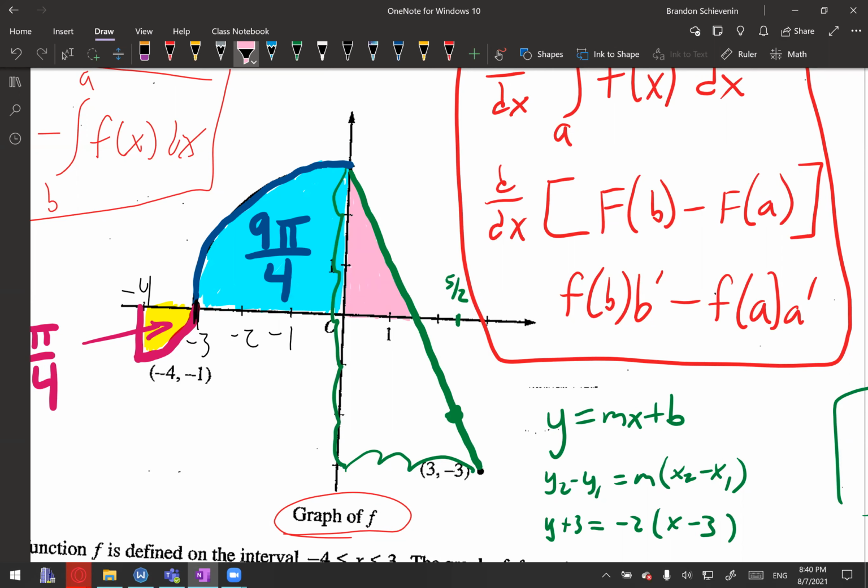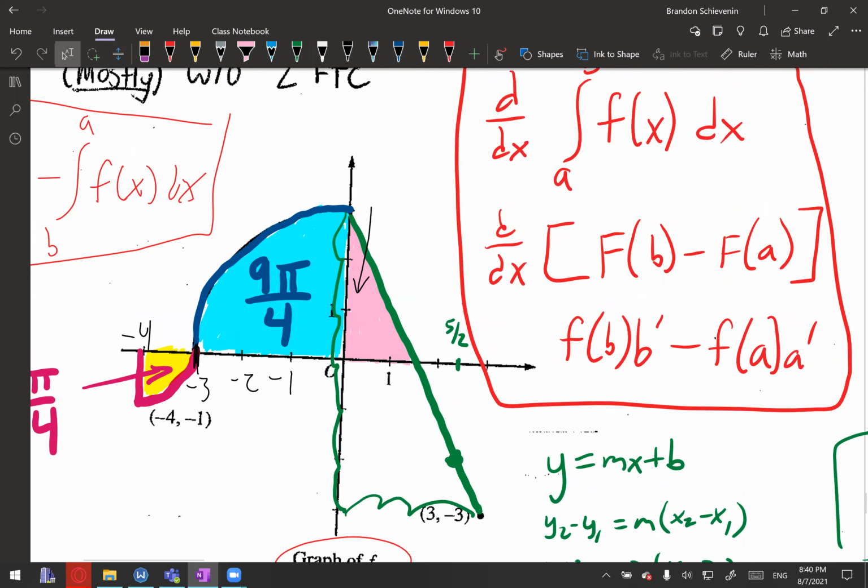Okay, so this is 1/2 base times height. So I've got 3 and then 1.5, or 3 over 2. So this is 9 over 2 divided by 2, which is 9/4. I'll write that out really quick. So this is 1/2 of our base times our height.